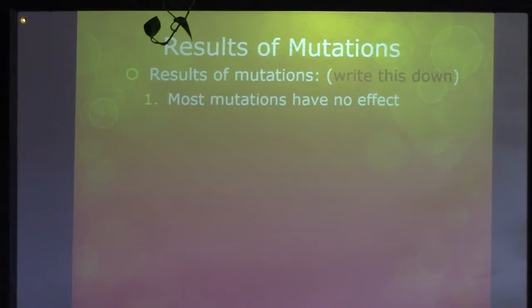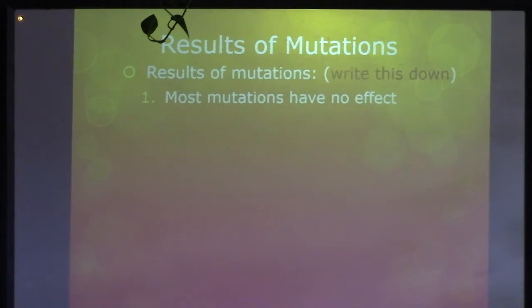All right, so results of mutations. You need to write these down, just on the back of that sheet or whatever, anywhere. Because I asked this question on your homework check. So results of mutations. There's 3 results. We already kind of alluded to it. Write this on the back. Wherever you want, as long as you have it for your notes tomorrow, okay?